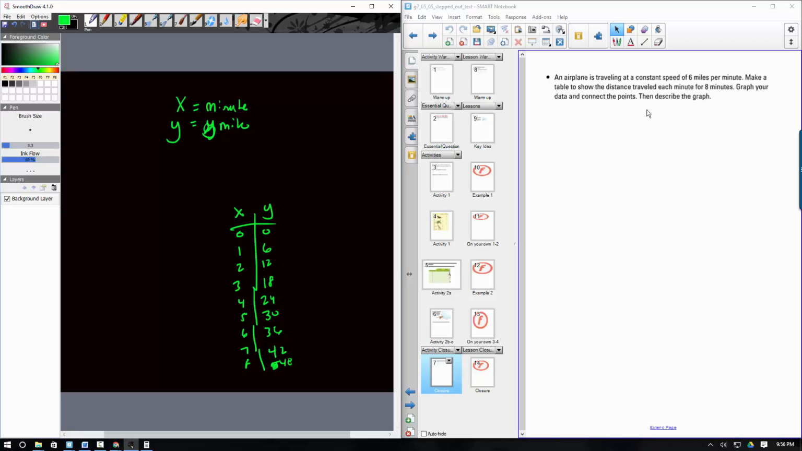All right. And if I describe this graph, it is linear. It will be going up at a straight rate. So if I'm going through here, it will look like this. 1, 2, 3, 4, 5, 6, 7, 8. And this is going up by 6s. 6, 12, 18, 24. And basically it's just going to be going up at a constant rate. So it'll look linear like this.